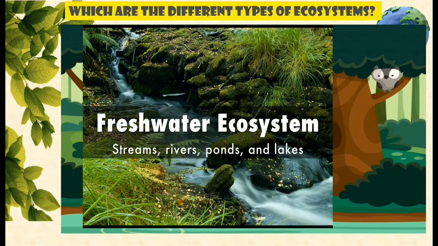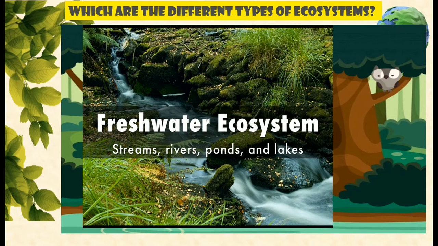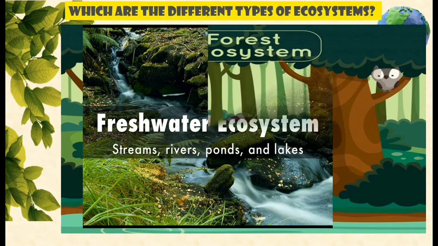Then you have the freshwater ecosystem, which comprises fresh water. Remember, sea water, the salty water, is called the marine ecosystem, whereas streams, rivers, ponds and lakes have fresh water. It is not salty. This type of water body which has plants and animals in it is called a freshwater ecosystem.